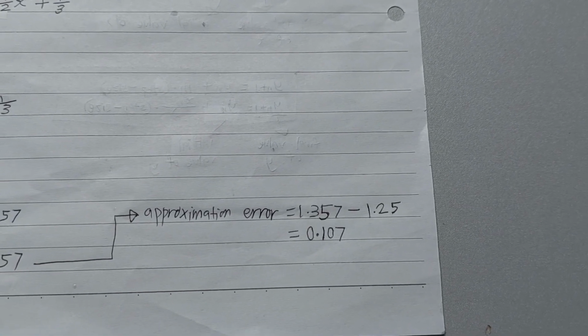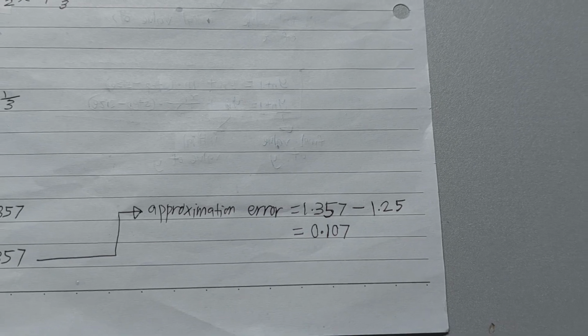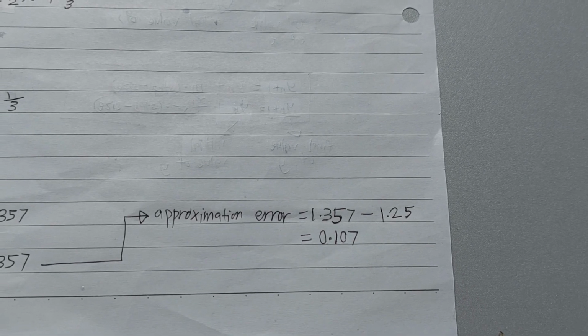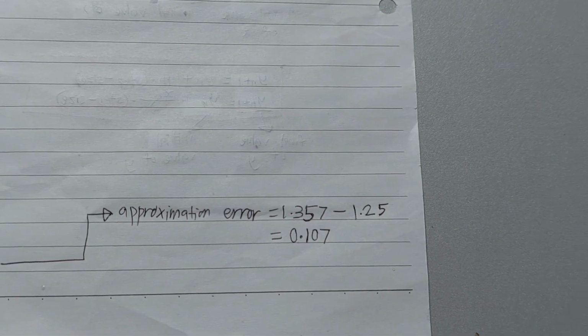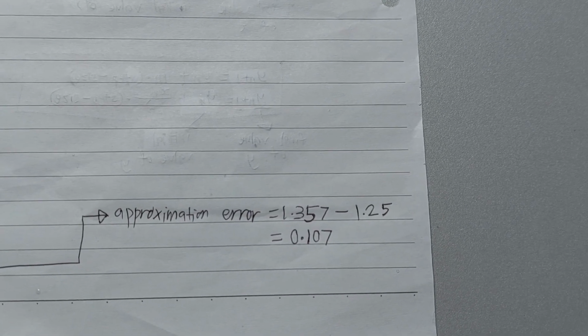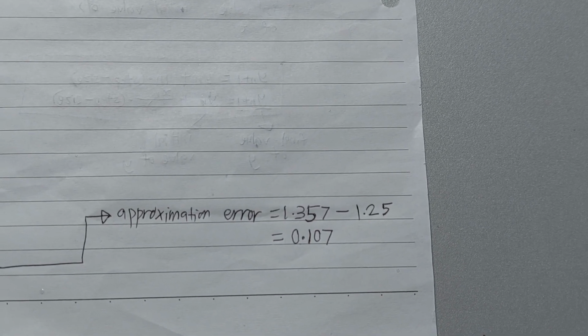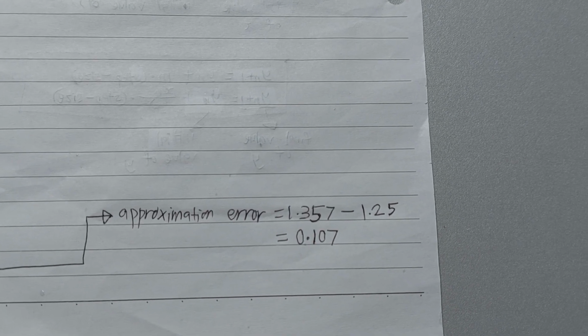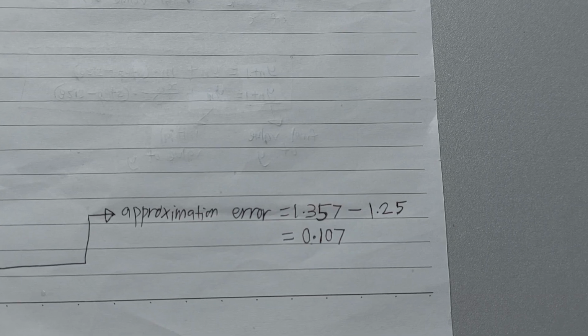In order to find it, I need to take the value of y(1) that I got by doing the separable ODE method and subtract the value of y(1) that I got from Euler's method, which is basically 1.357 minus 1.25, which gives me 0.107.